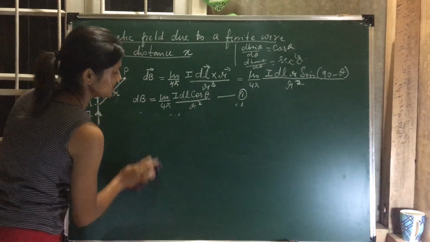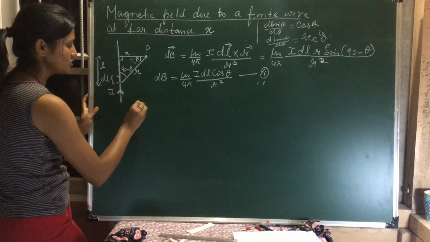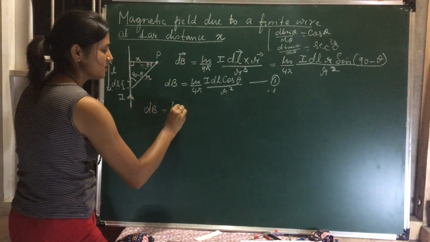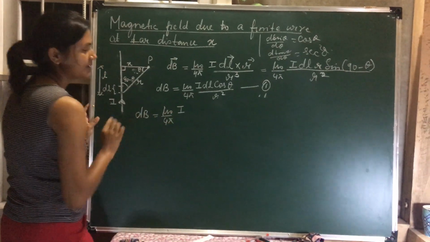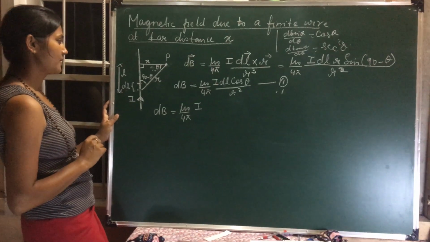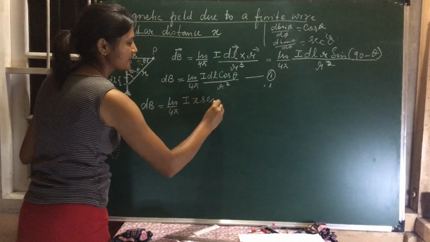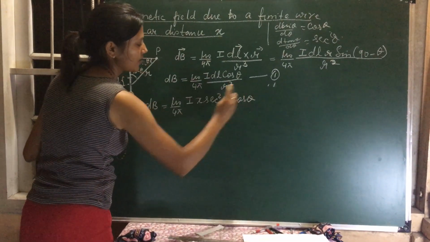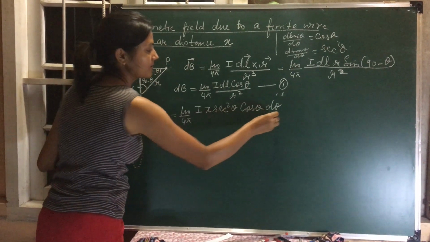You can pause it and you can write it. Now if you do this, dB is equal to mu 0 I by 4 pi. dl was what? dl was x sec square theta d theta.